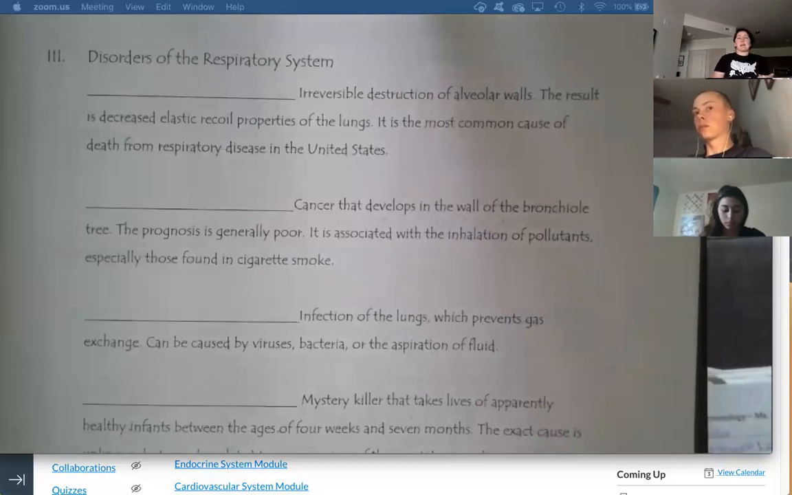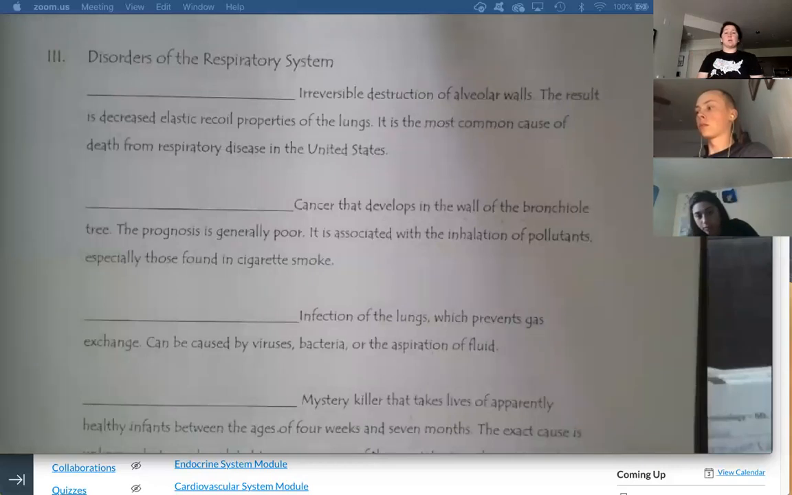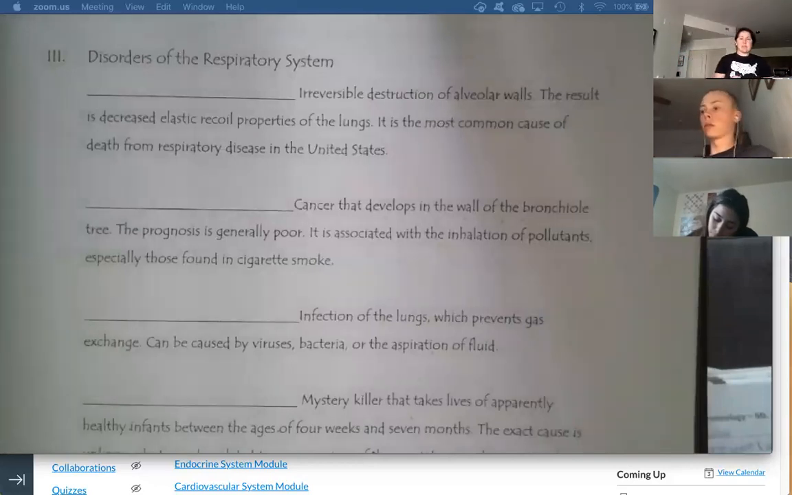This is usually caused by toxins of some form, whether it be toxins from smoking or toxins from exhaust or whatever it may be. But this causes destruction of the alveolar wall, which decreases your ability to get enough oxygen, because there's not enough surface area for the oxygen to exchange places. This is actually one of the leading causes of respiratory deaths in the United States: emphysema.